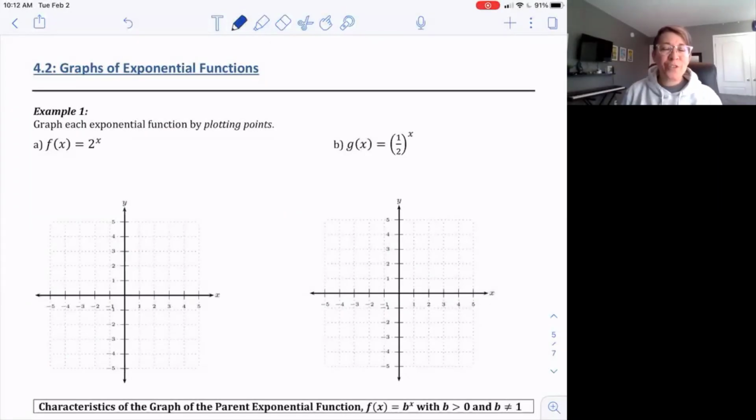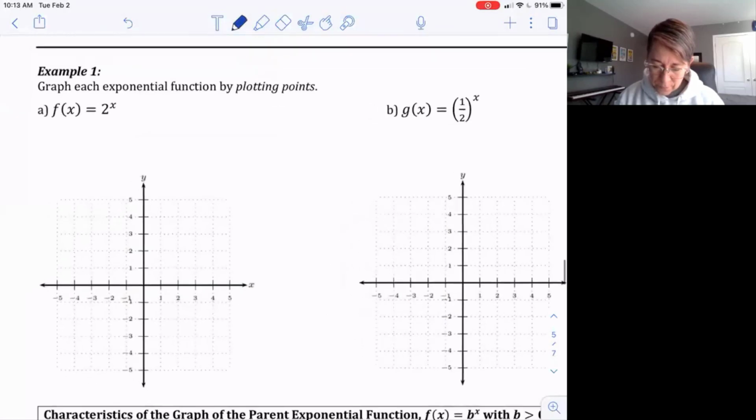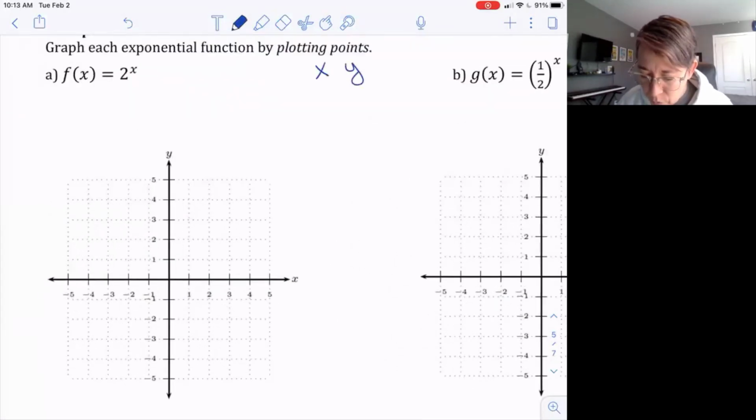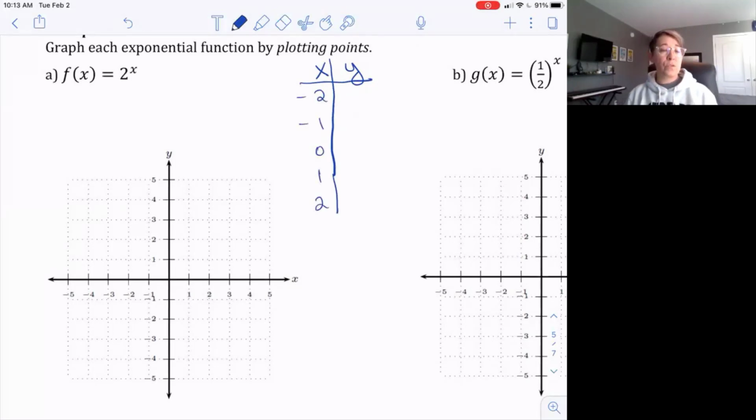Hi, so now we're ready for section 4.2, graphs of exponential functions. They want us to start off by just graphing these kind of generic exponential functions by plotting points. So in this first one here to the left, let's make an XY table and plug in values -2, -1, 0, 1, and 2 for our X values.